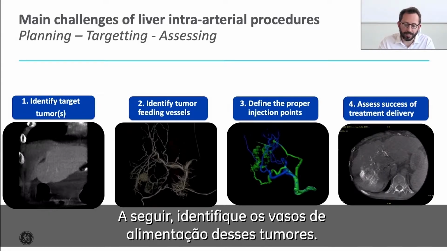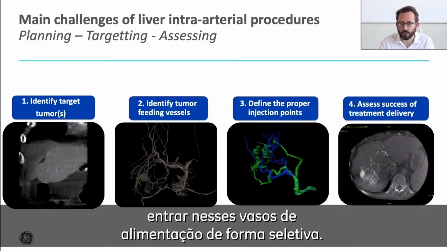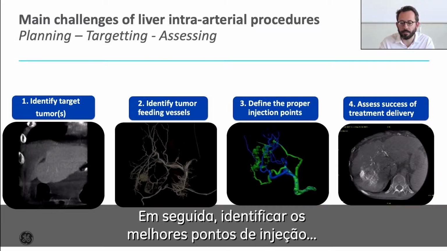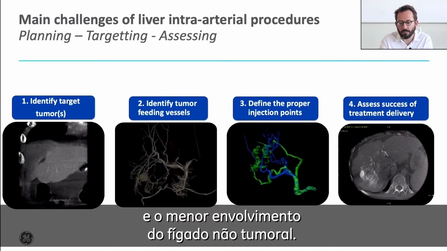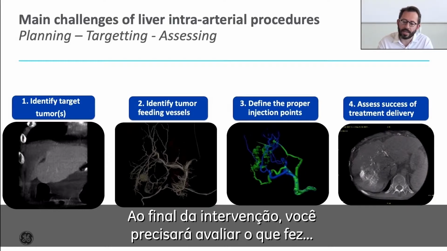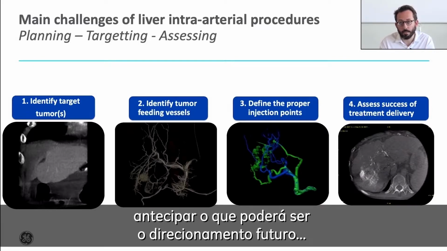You will need to identify the feeders of the tumors because after all, you're doing intra-arterial treatment, so you want to go into those different feeders selectively. And then you want to define the best injection points, the injection point that will give you the best coverage of the tumor and also the least involvement of the non-tumoral liver. And at the end of the procedure, you want to assess what you did because it will help you first be confident in what you did and also anticipate what may be the future direction for the patients.